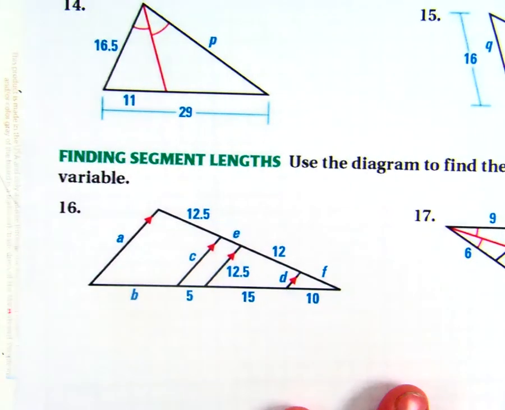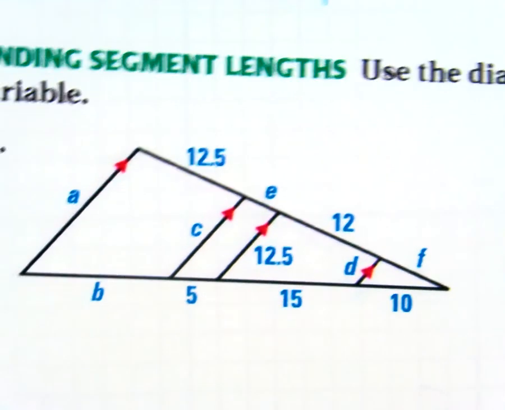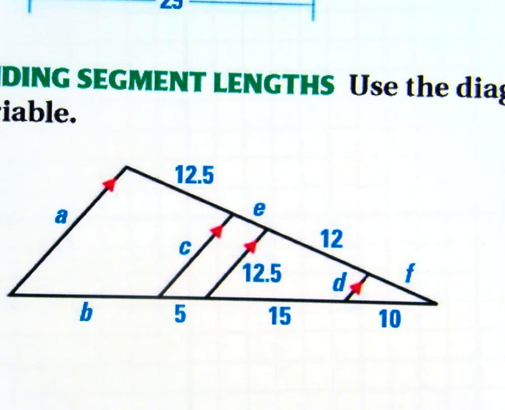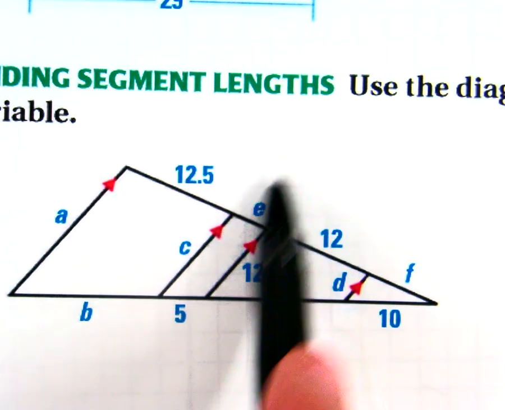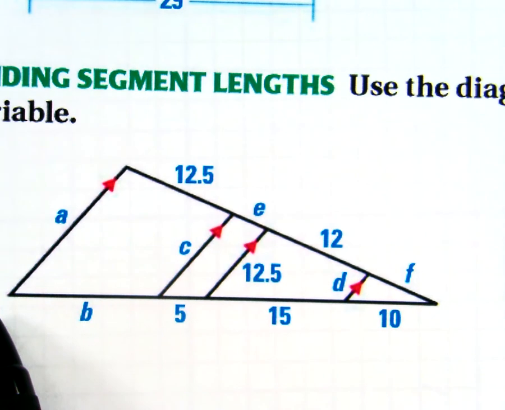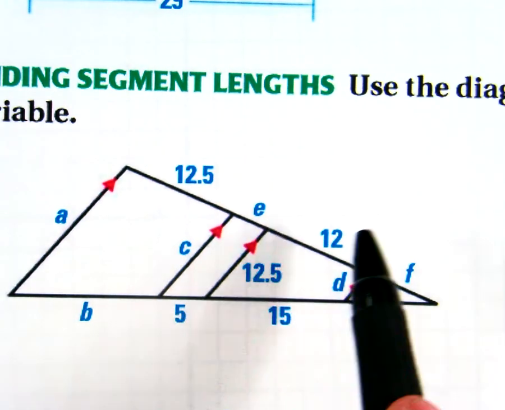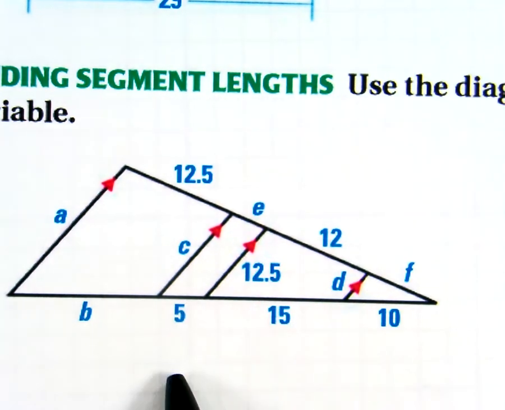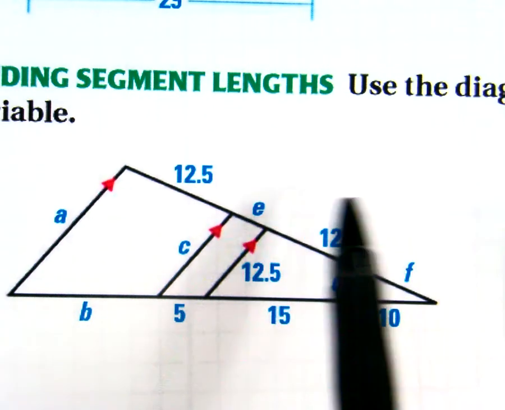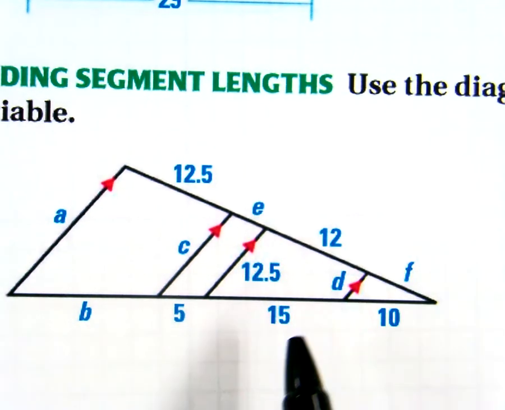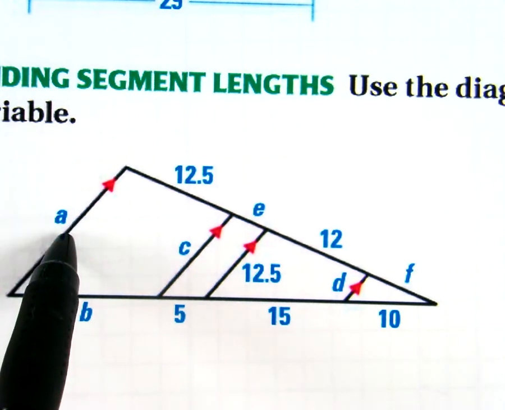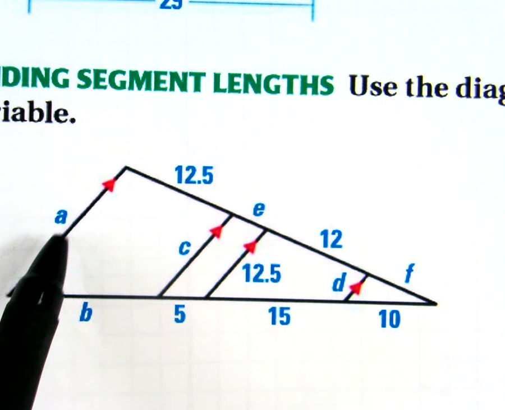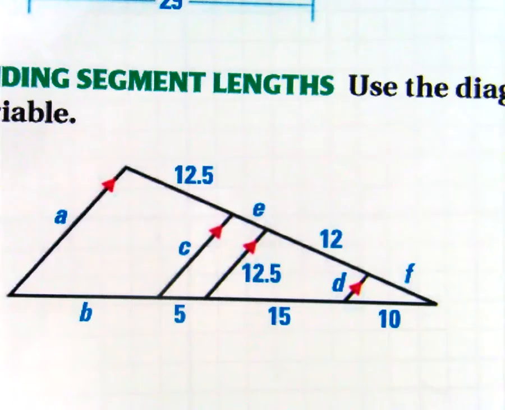So what we've got here then is, for all of the ones that are on the crust portion, the portion that is the transversal, that's sliced by the parallel lines, those will make proportions. 12.5 is to B, as E is to 5, as 12 is to 15, as F is to 10. Those are not a problem. But the ends are no good. So if you need to find out the end, we do not have a shortcut for it.